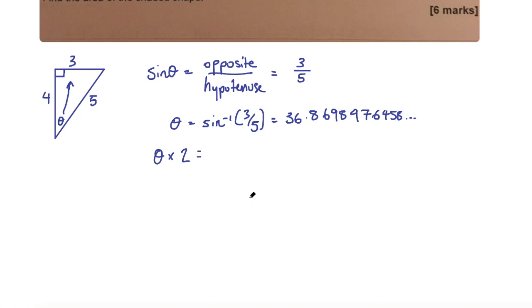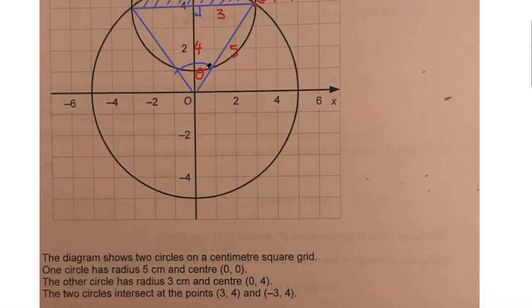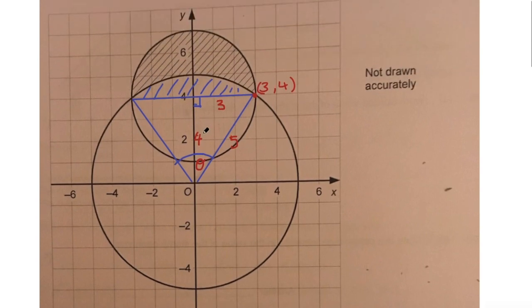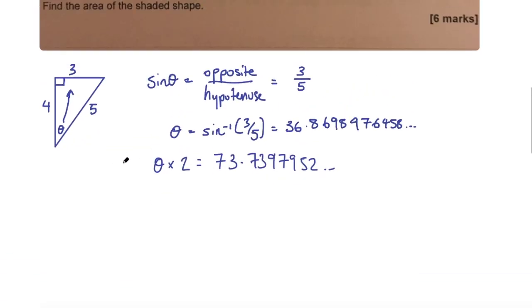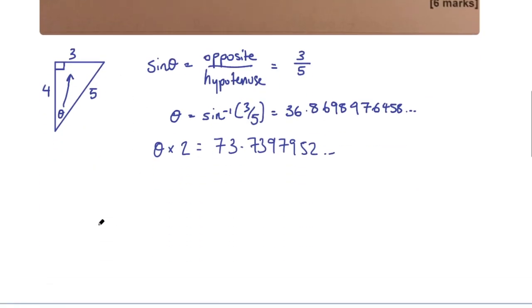So theta times 2, that gives me 73.7397952, and I'll just stop there. That's enough digits, I think. And okay, so we have this angle of the sector. Then what I can do is to go ahead and find the area of this sector, and then find the area of this triangle, and then that will allow me to find the area of this segment in here. Okay, so let's start off by finding the area of the sector.